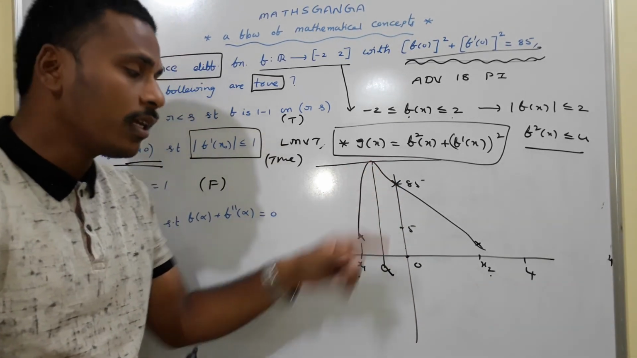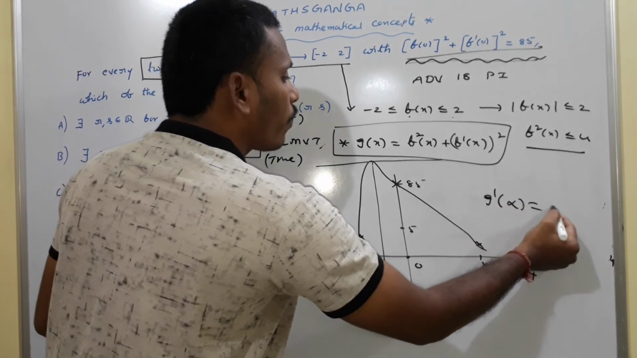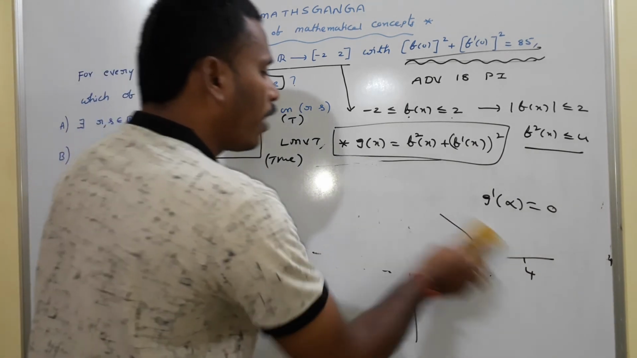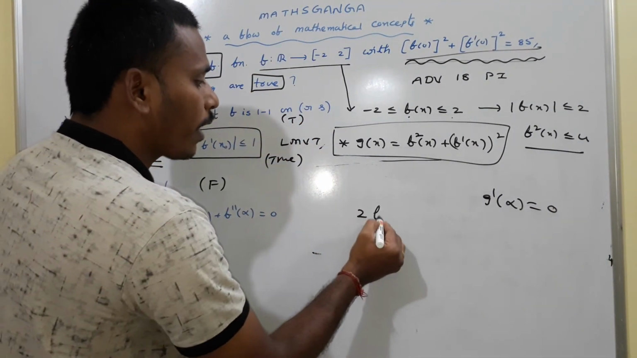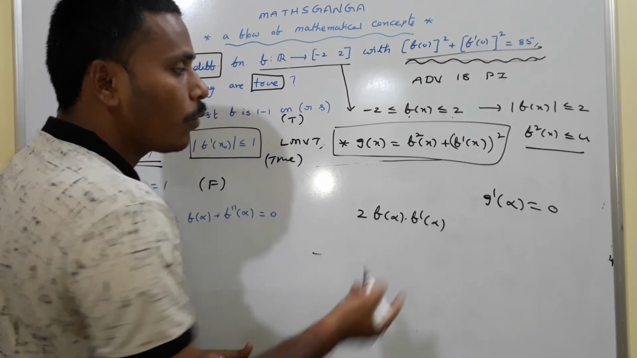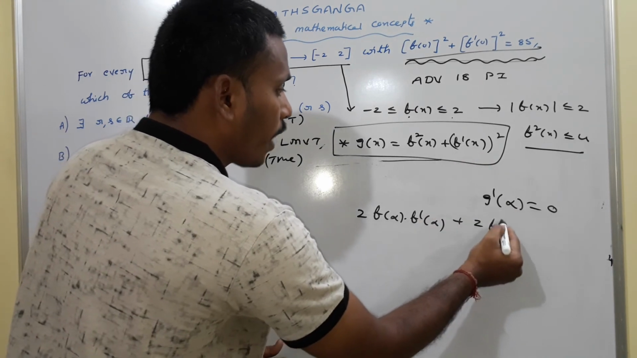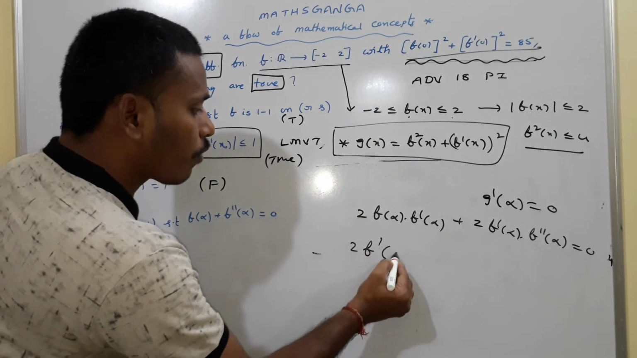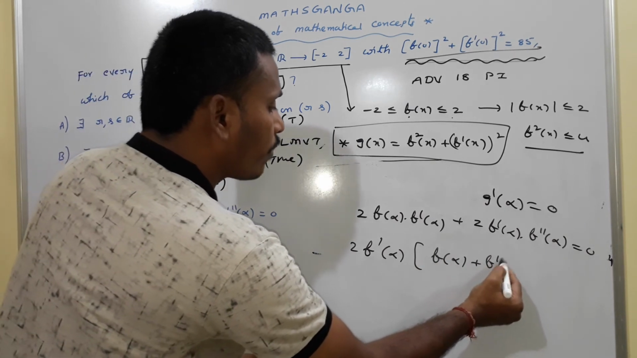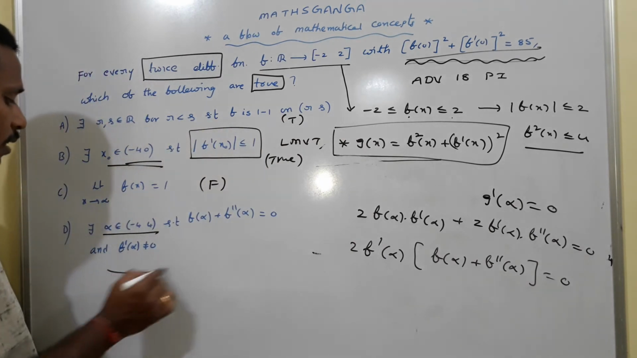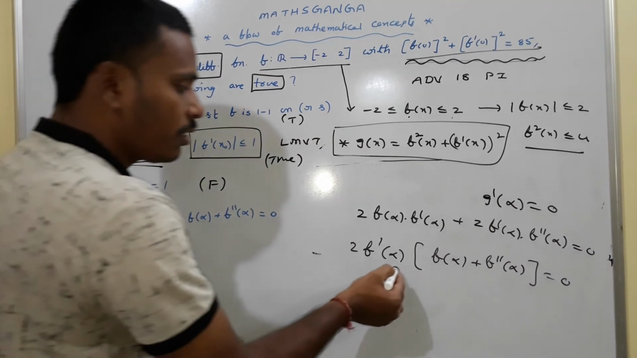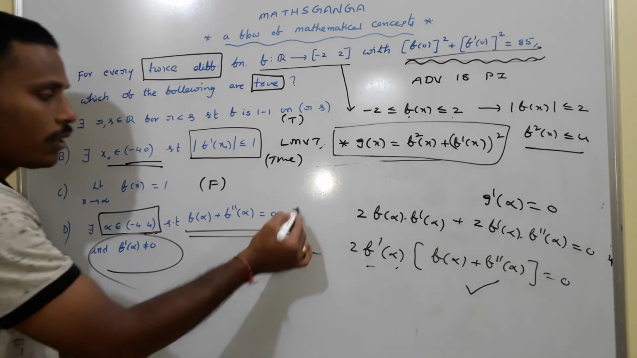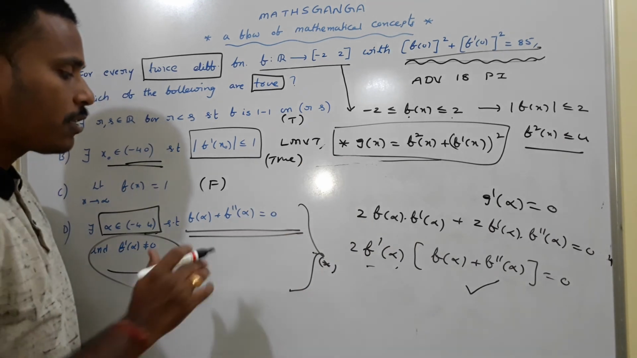If it gets a maximum value there, then its derivative at alpha is 0, so g dash of alpha is equal to 0. Its derivative is 2 f of alpha into f dash of alpha, plus 2 f dash of alpha into f double dash of alpha, equal to 0. Taking 2 f dash of alpha out, we have f of alpha plus f double dash of alpha equal to 0. As mentioned in the option itself, f dash of alpha is not equal to 0, so clearly f of alpha plus f double dash of alpha is 0. So we have an alpha in the range of minus 4 to 4 such that this is 0. Option D is somewhat difficult to verify, but this is also a true statement.